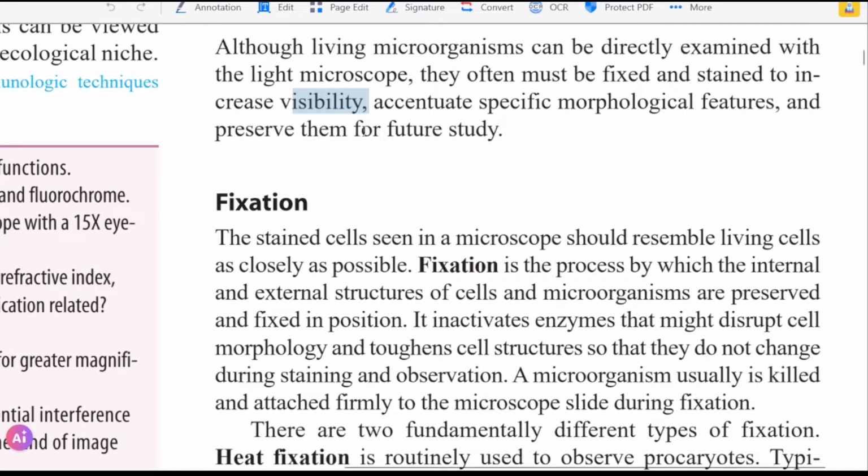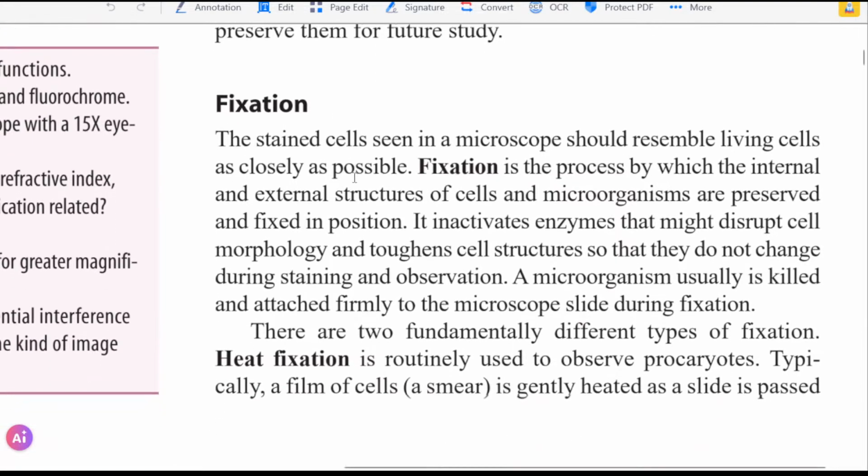So that's why we are going to study different types of stains, and we will know that if we use this stain, it will stain these kinds of features. Morphological means the structural features. We will be able to see this. If you want to study the whole structure, there are different types of stain for that as well. And preserve them for future study. I didn't know that staining could be used for preservation. Maybe they are talking about something different. We are studying it further.